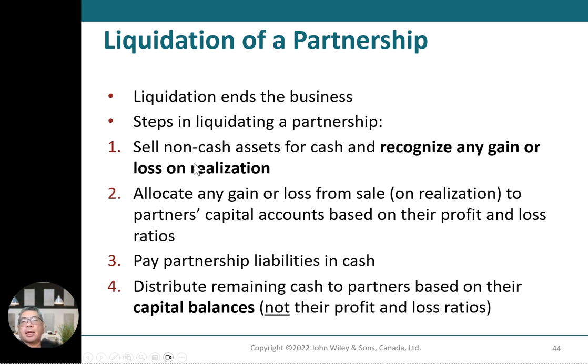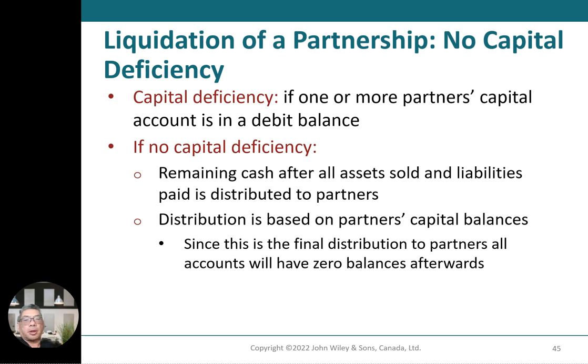Number 1, sell non-cash asset for cash and recognize any gain or loss in terms of realization. And then number 2, allocate the gain or loss from the sale or realization to partners' capital accounts based on their profit and loss ratio. Okay. Number 3, pay partnership liability in cash, and then distribute remaining cash based on their capital balances, not their profit and loss, based on the capital balances given in the partnership.